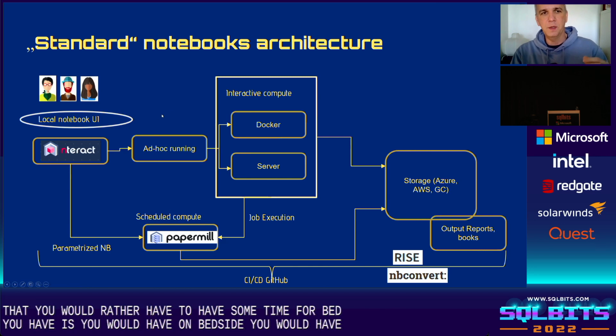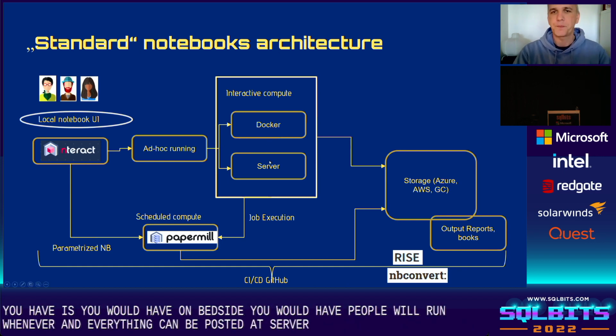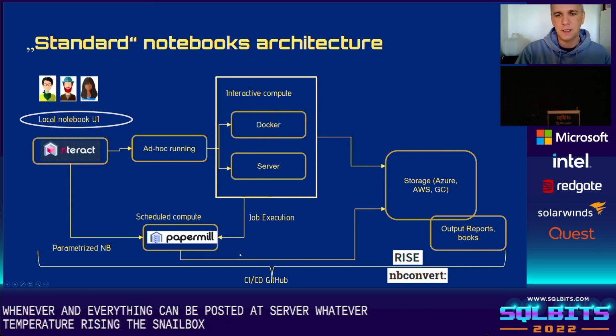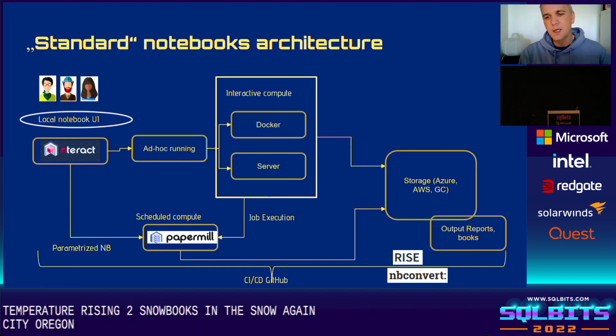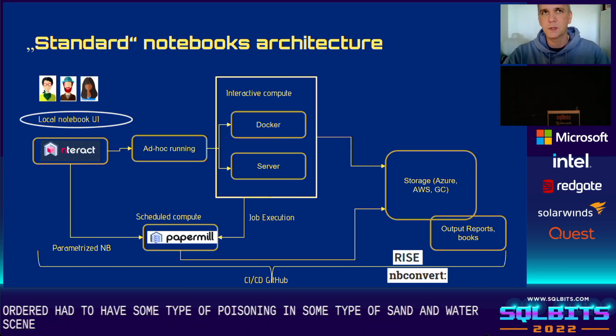And those people will either run, write, whatever, and everything can be pushed either to a Docker or to a server, whatever. Once they are finished, they can start parameterizing those notebooks. They can schedule those notebooks. Again, at the bottom, you can see there is a CI/CD or a GitHub. So you would need to have some type of versioning and some type of code revision, and what is in the previous state, what was confirmed and stuff like that.